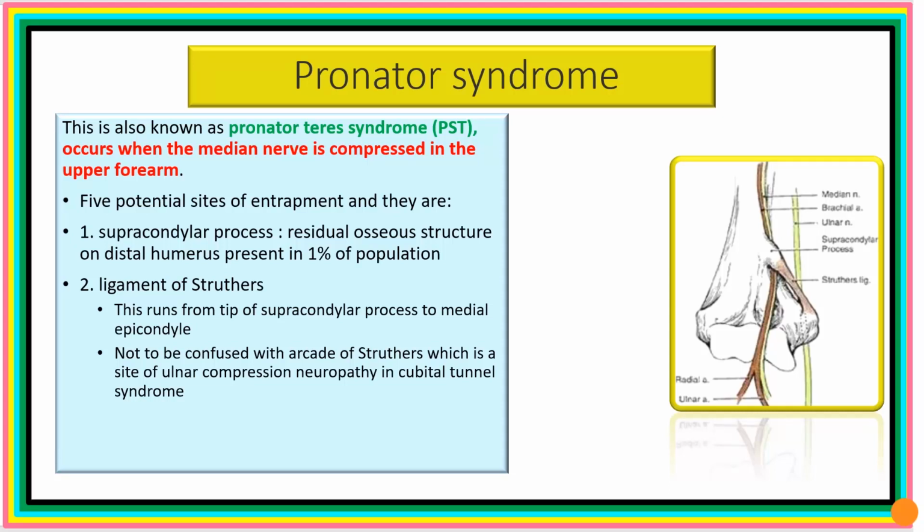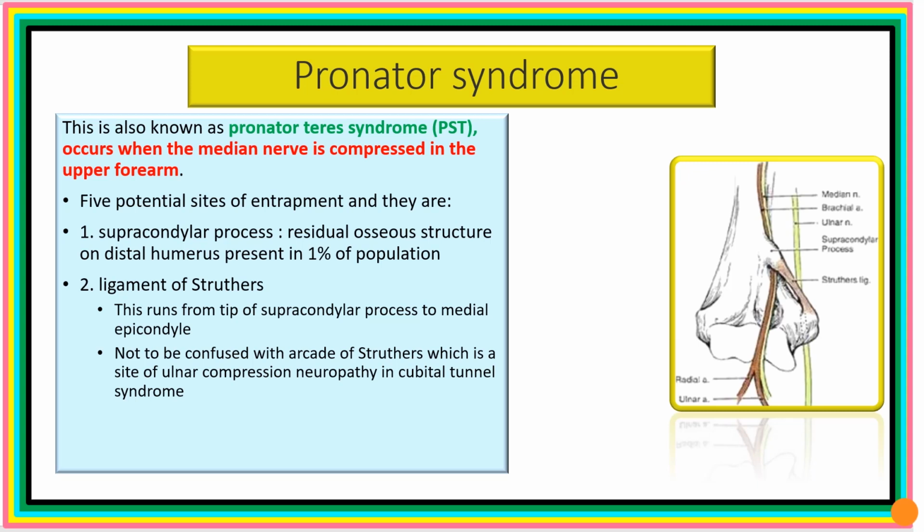Pronator syndrome is also called pronator teres syndrome. This occurs when the median nerve is compressed in the upper part of the forearm. Now, this compression can occur in 5 potential sites, and we call them potential sites for median nerve entrapment.